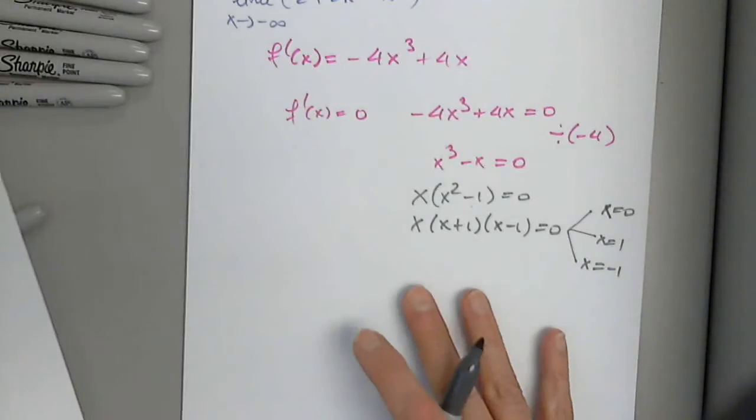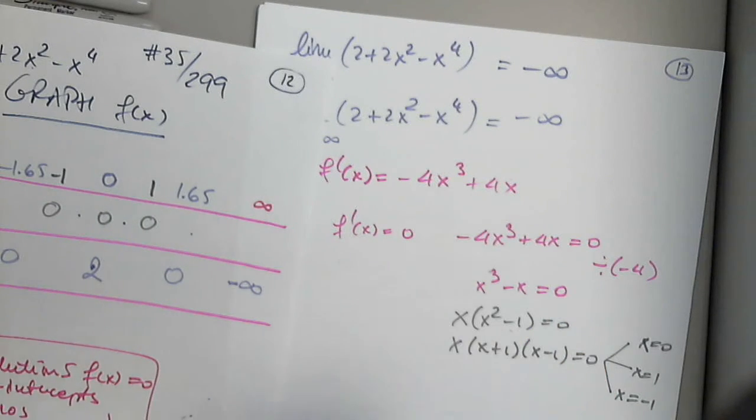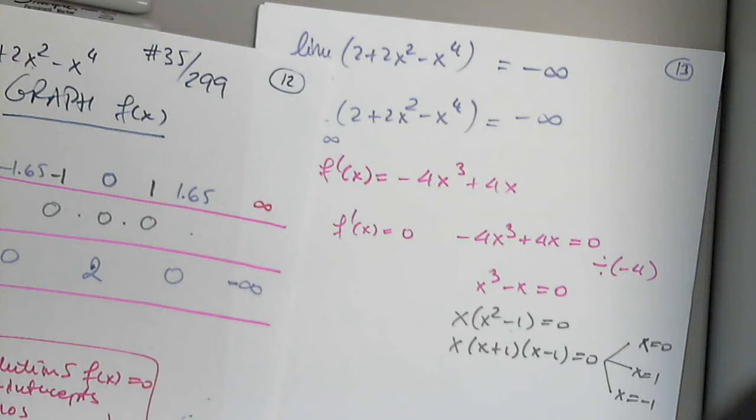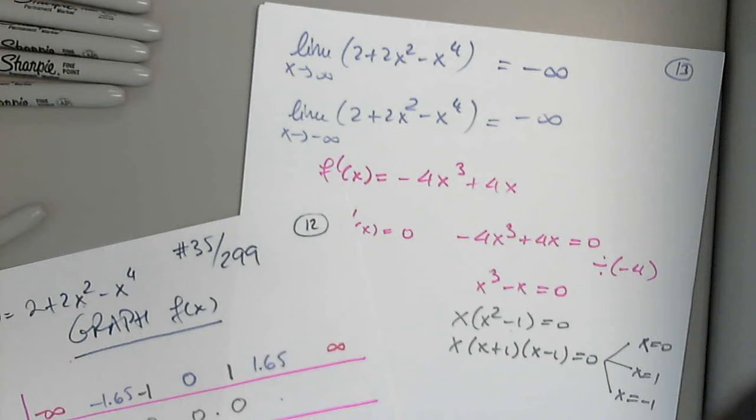Ready? So this is a derivative. Let's put it in the graphing calculator. Y equals, assuming that it cooperates. Let's put the derivative in the graphing calculator. So we got negative 4x cubed and then plus 4x. Correct? Yeah. Plus 4x. Good.